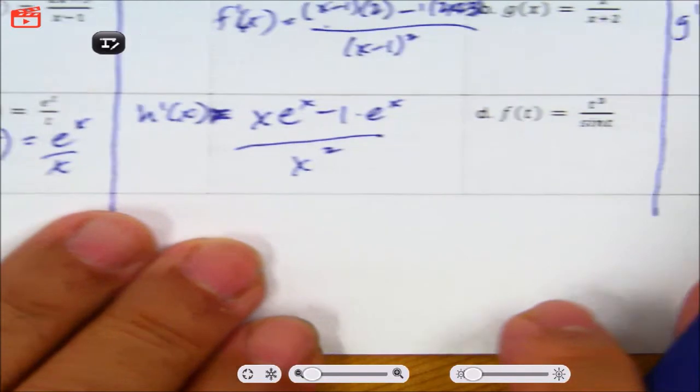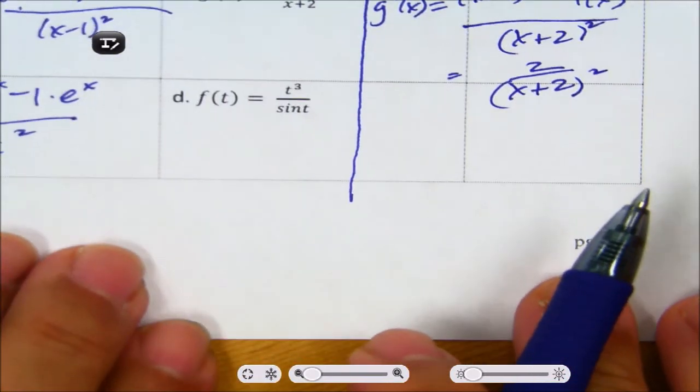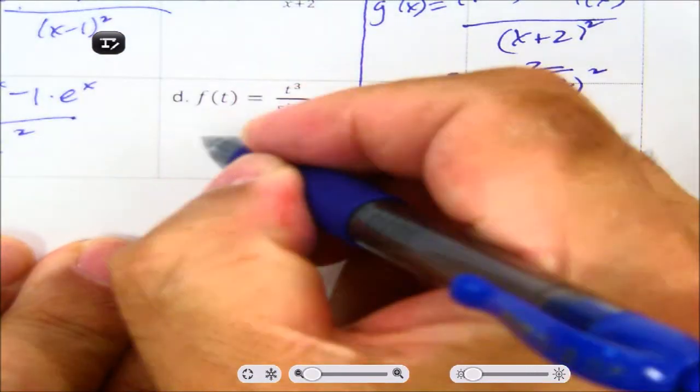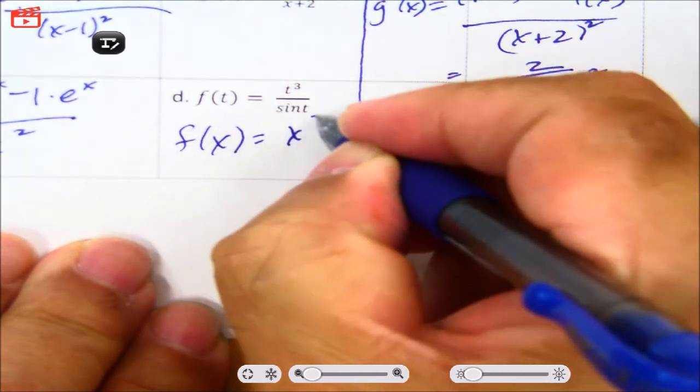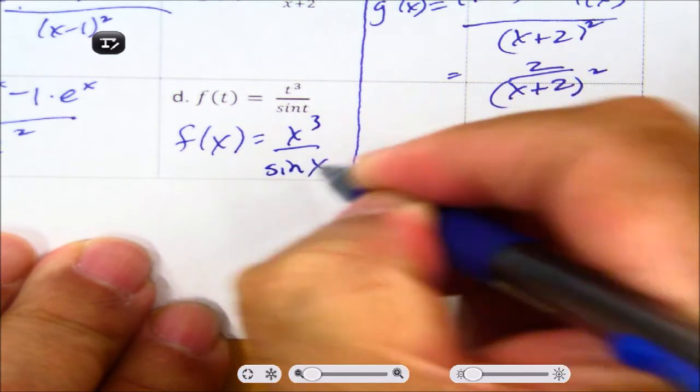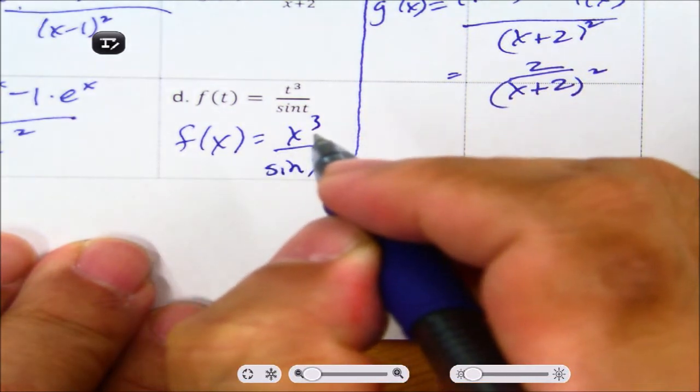Alright, D. So that's a question. Let's change it again to x's. For the quotient rule, you just bring up the denominator and multiply it out by each term. Like for the... No.